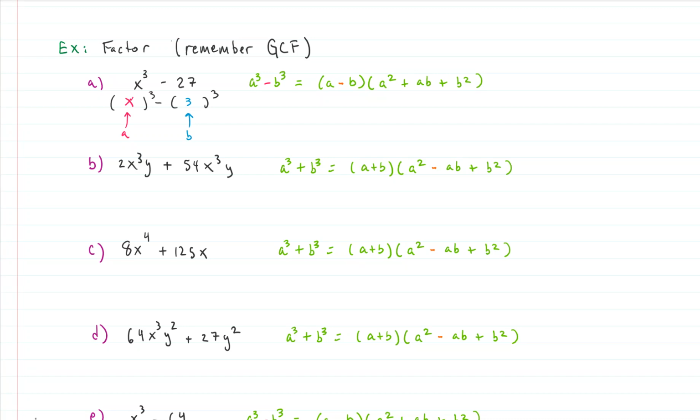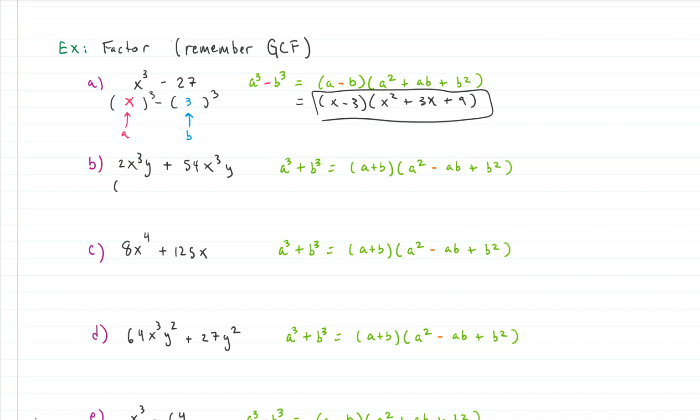I'm going to do that. We have x minus 3, the a minus the b. A squared is x squared. A times b is 3 times x, so I'll put that here. And then b squared is 3 squared, which is 9. And there we go. Not bad, right? Let's do our next one.